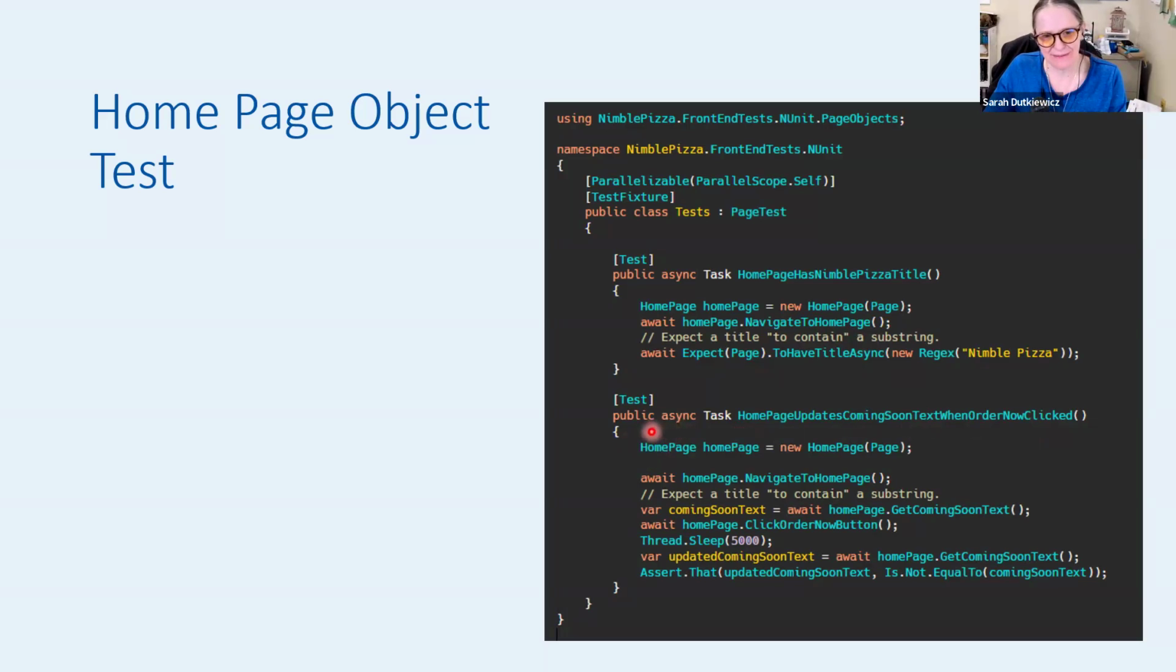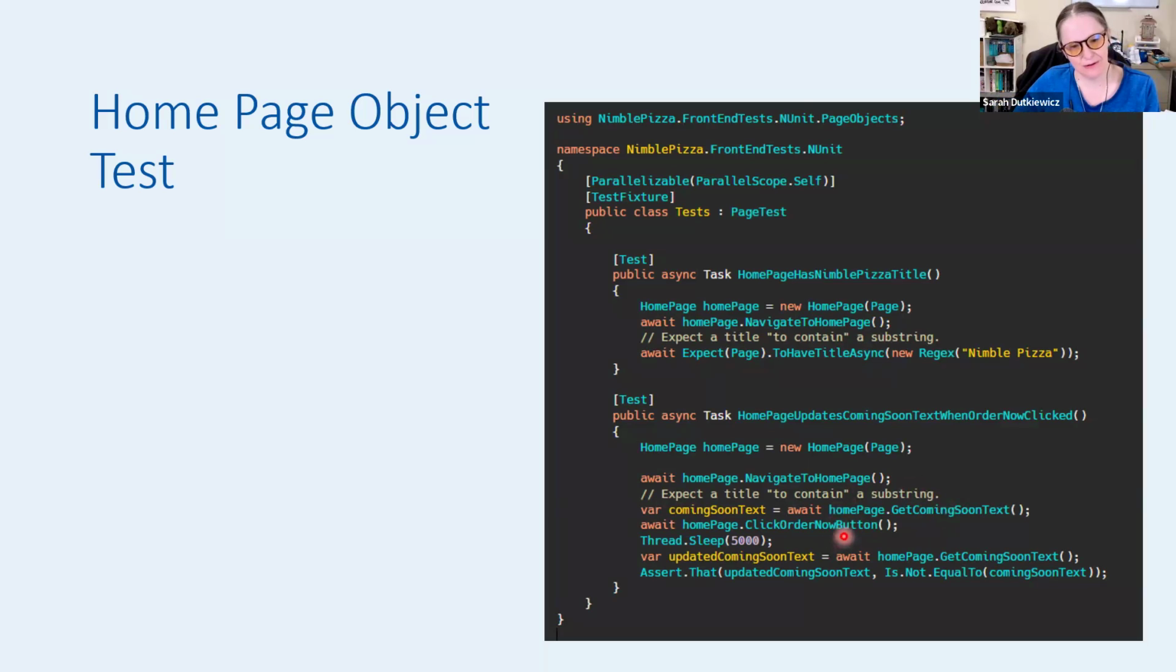So in this one, I'm going to get my homepage object. I'm going to navigate to the homepage. I'm going to get my coming soon text to see what it's starting at, because what I want to do, I'm not going to grab the text and check for the text to say if it says coming soon. I just want to get the coming soon text. How it does that is handled at the page object.